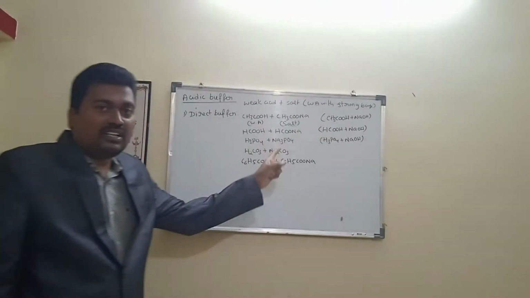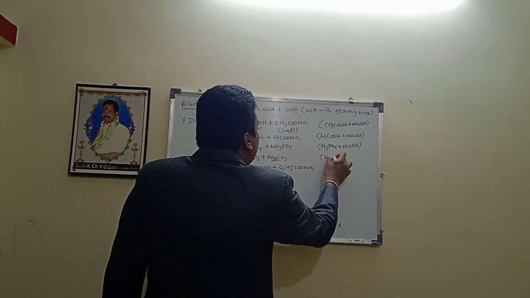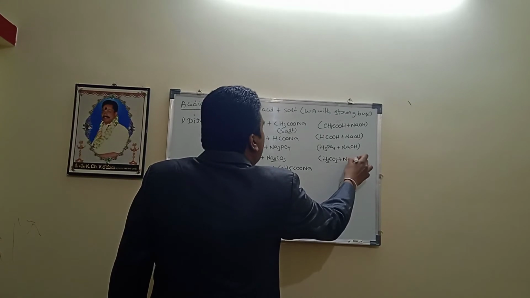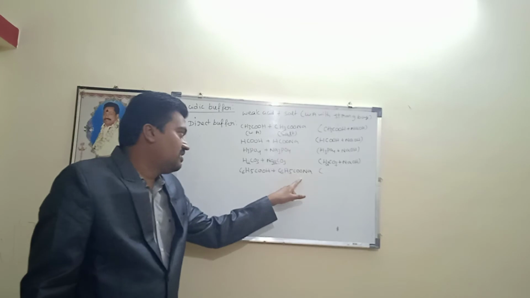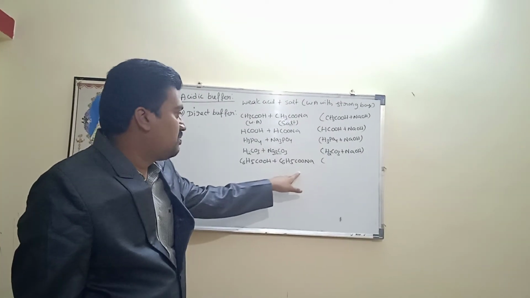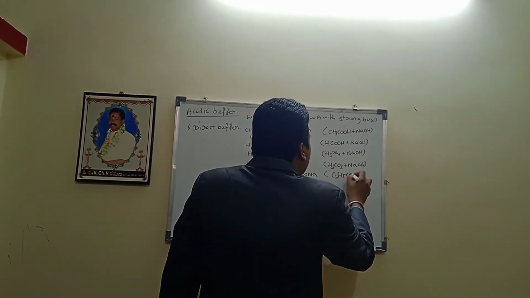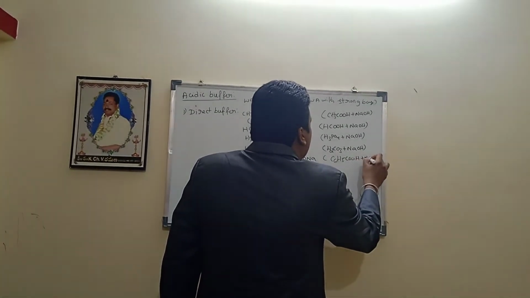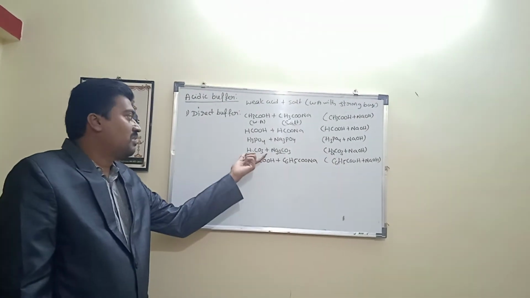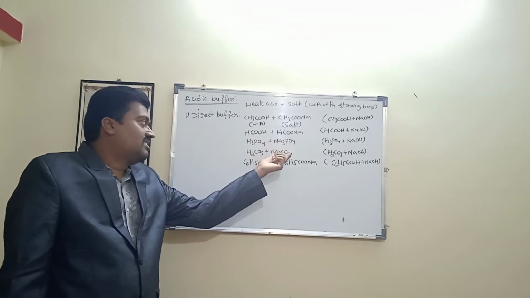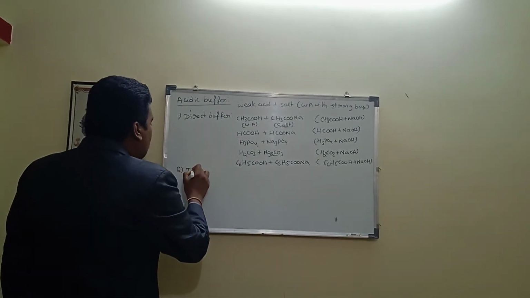And H2CO3 and Na2CO3. H2CO3 is the weak acid and Na2CO3 is produced from the same weak acid with the strong base NaOH. And C6H5COOH and C6H5COONa is the salt, which is produced from the same weak acid with sodium hydroxide, C6H5COOH plus NaOH. So all these examples come under direct buffer. Here you are just mixing weak acid and the salt with the strong base. Sometimes we can prepare the buffer indirectly also.